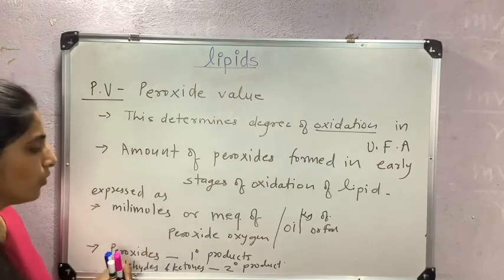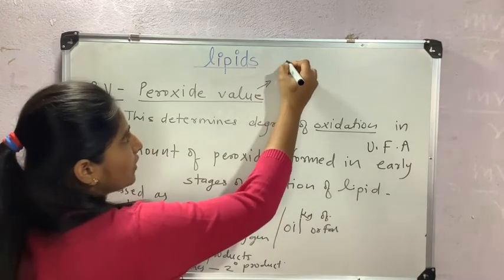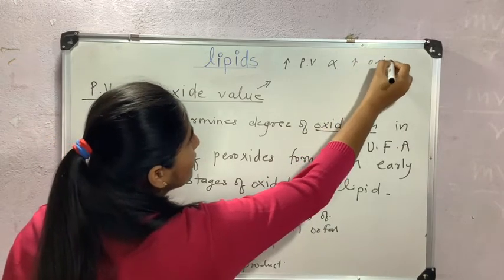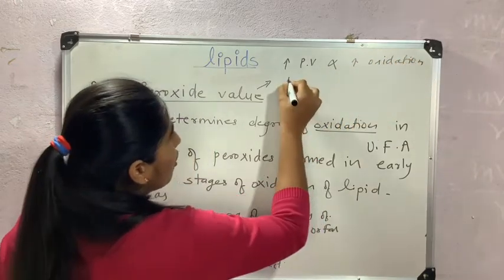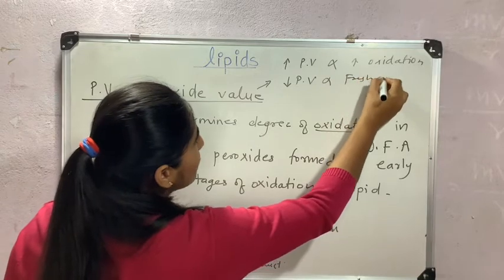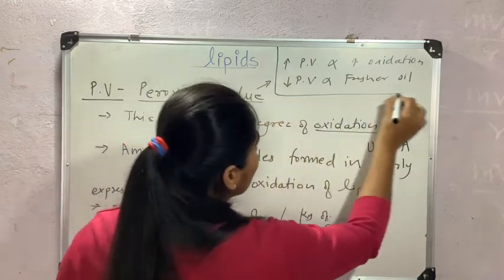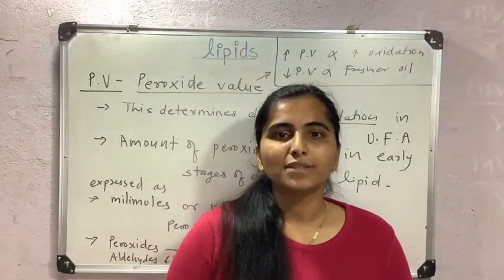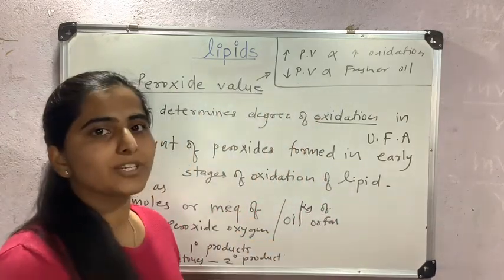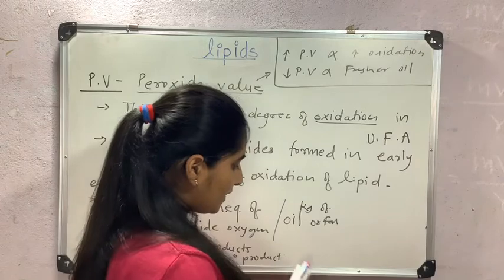We will discuss this also, but remember about peroxide value: more peroxide value means more oxidation, right? Less peroxide value means fresher oil. Peroxide value is the quality criterion that explains the freshness of edible oils. Lower the peroxide value, fresher the oil. The peroxide value of crude pressed oil is greater than that of refined oil.